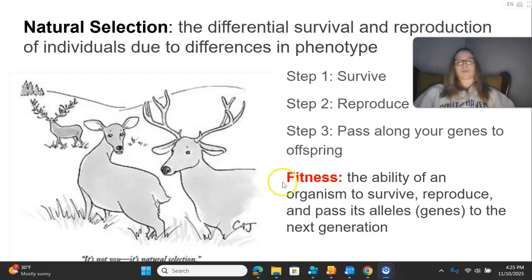Okay. Now, an important word here is fitness. In our society, we think about fitness as physical fitness, but in science, this is a descriptor of the ability of an organism to survive, reproduce, and pass its alleles to the next generation. So how well you can do steps one through three is a measure of fitness. If there's an organism with high fitness, that means that they are likely to be passing along their genes. Okay? Survival of the fittest.